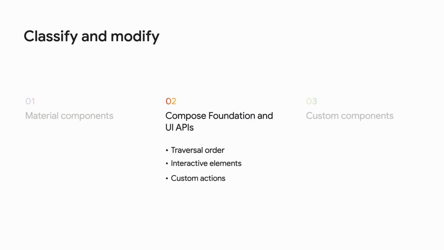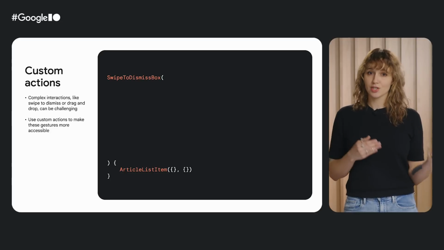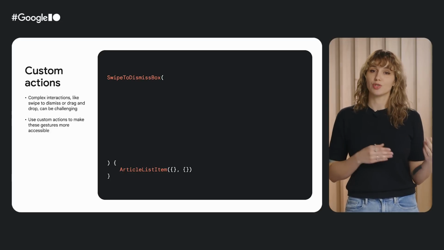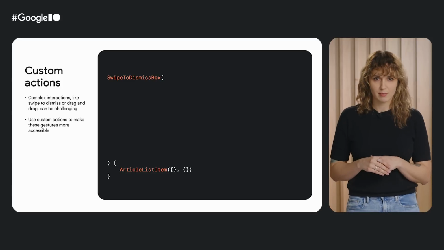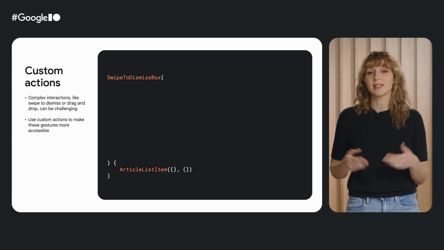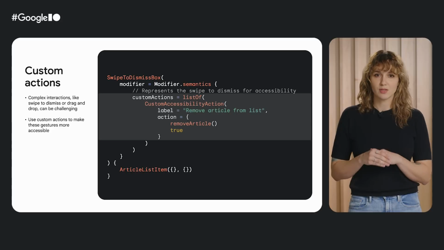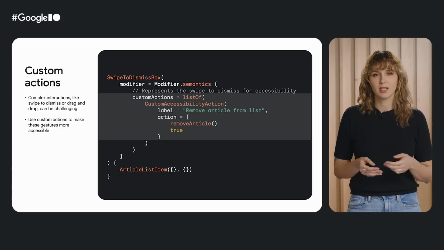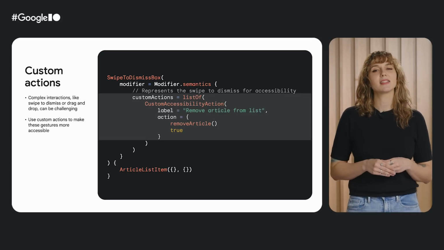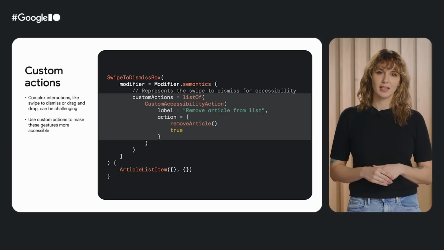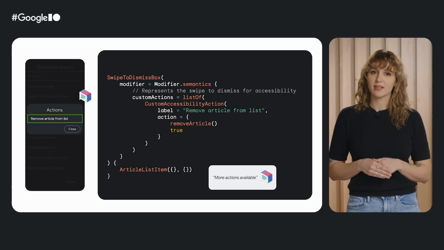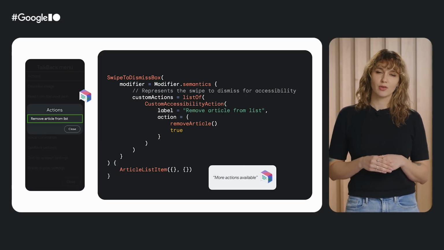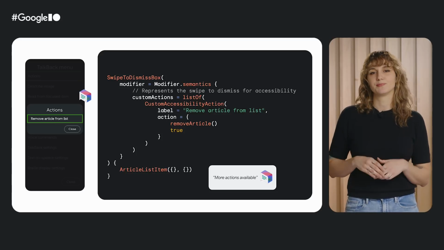Custom actions can sometimes help improve the user experience of accessibility services. Complex touchscreen gestures like swipe to dismiss or drag and drop can be challenging for users with accessibility needs, so custom actions can be used as a more accessible representation. For example, to make the swipe to dismiss gesture more accessible, you can link it to a custom action, passing the dismissal action and label there. An accessibility service like TalkBack would then highlight the component and hint that there are more actions available in its menu, representing the swipe to dismiss action there.